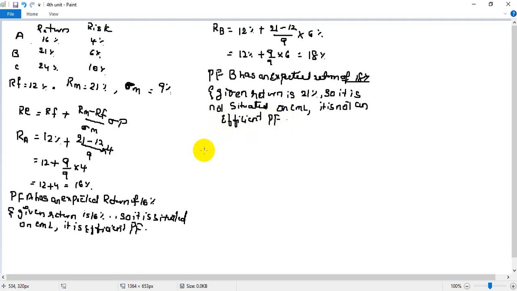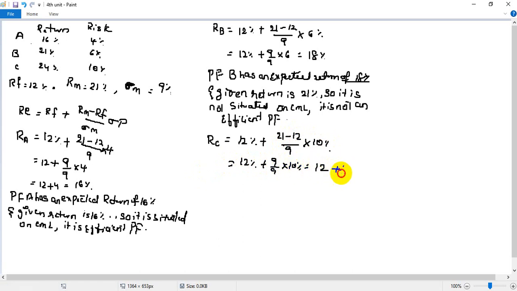So now this is one part. Now we are going to find out the RC, return on C. Similar formula, 12% plus (21 minus 12) divided by 9 into 10. So here it will be 12% plus 9 by 9 into 10. So here it will be 12 plus 10. So how much will it come to? 22. Okay, so this is also not an efficient portfolio.